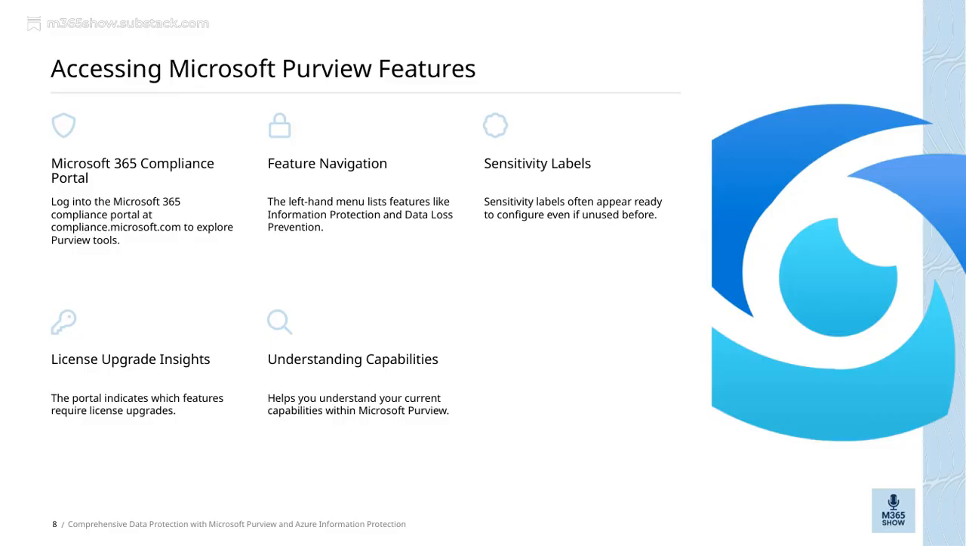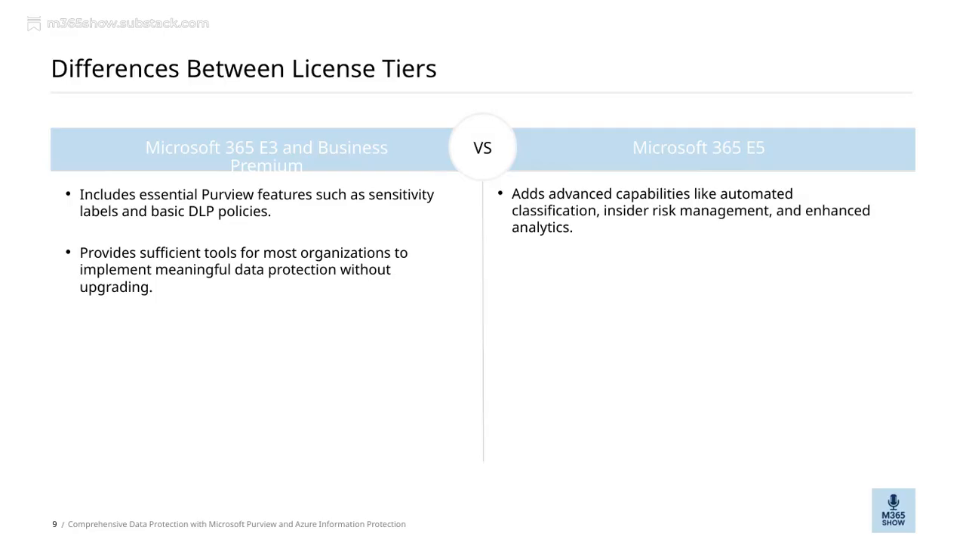On the left-hand menu, you'll find easy navigation to features like information protection and data loss prevention. These sections are central to managing your data security and compliance efforts. Finally, remember that all of these tools can be accessed through the Microsoft 365 Compliance portal at Compliance.Microsoft.com. From there, you can explore the full suite of Purview tools and get a comprehensive view of your data protection landscape. Let's take a closer look at the differences between these license tiers.